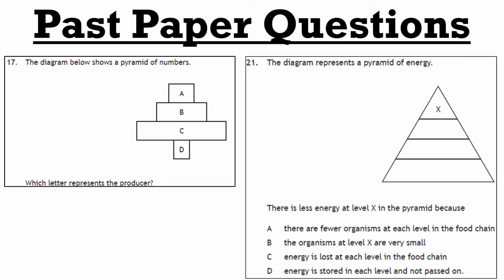Here's some past paper questions covering this stuff. So again, press pause, have a look at these. They're both multiple choice. So the first one, the producer in 17 is D. And then the pyramid of energy, 21, there is less energy at level X in the pyramid because A, there are fewer organisms at each level in the food chain. B, the organisms at level X are very small. C, energy is lost at each level in the food chain. Or D, energy is stored in each level and not passed on. The reason why there's less energy is because of C. There is energy lost at each level in the food chain.